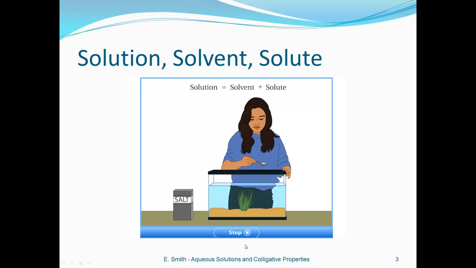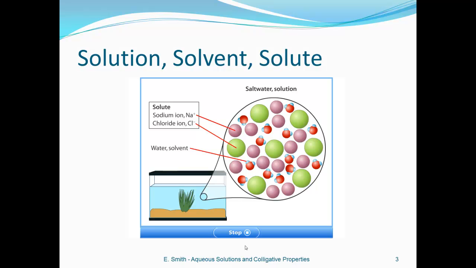A solution may appear to be a single substance, but it is actually the result of the mixture of a solvent and one or more solutes. Here, the girl is dissolving salt into water to make the solution for a saltwater aquarium. In this example, salt is the solute and water is the solvent. Salt water is a homogeneous mixture containing sodium and chloride ions and water molecules uniformly distributed throughout the solution.